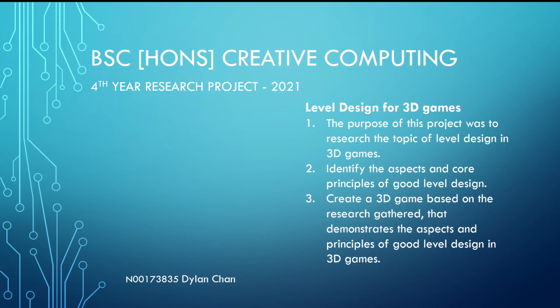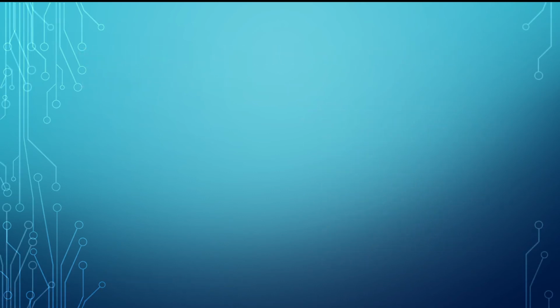For my final year research project topic, I investigated level design for 3D games. The purpose of this project was to: 1. Research the topic of level design in 3D games, 2. Identify the aspects and core principles of good level design, and 3. Create a 3D game based on the research gathered that demonstrates the aspects and principles of good level design in 3D games. My name is Dylan Chan, the developer of this project.